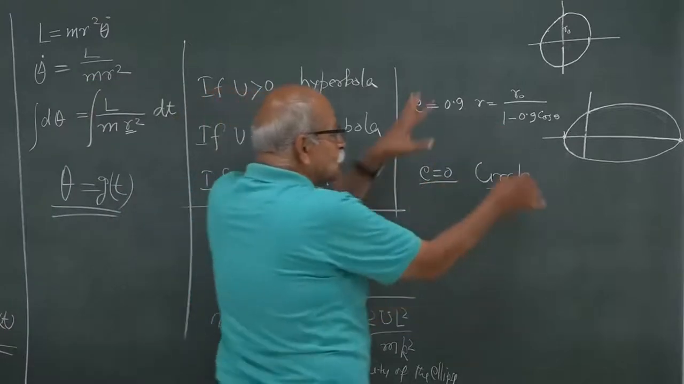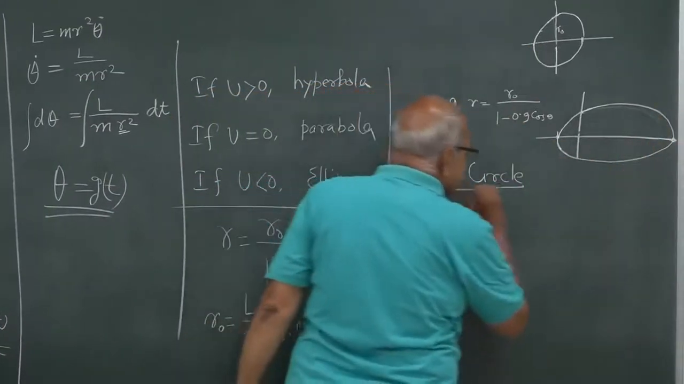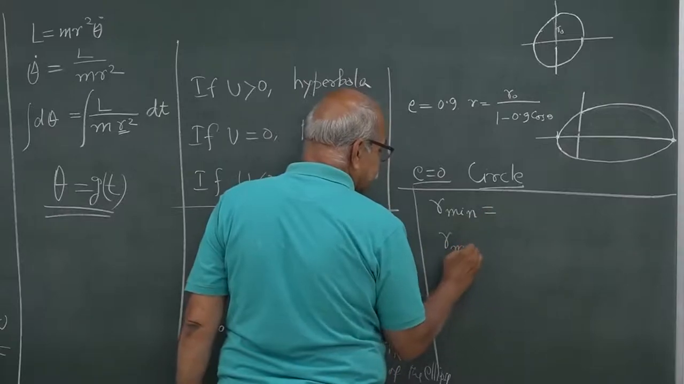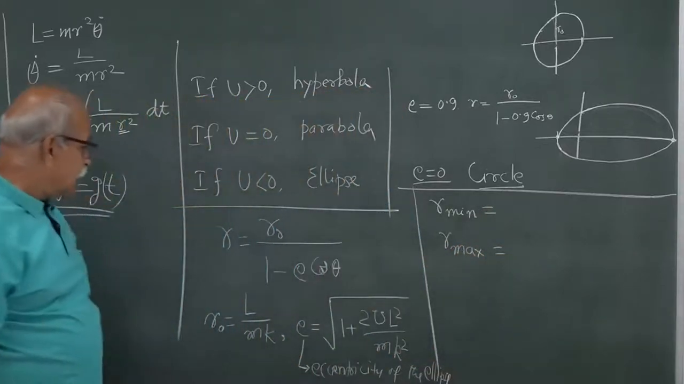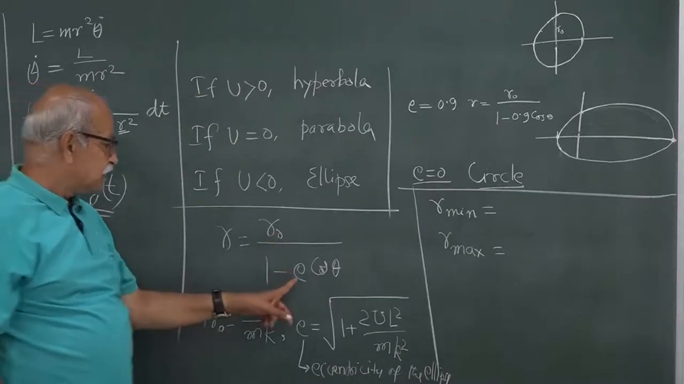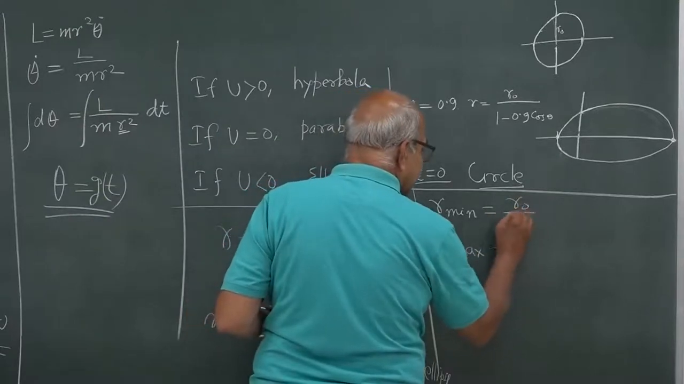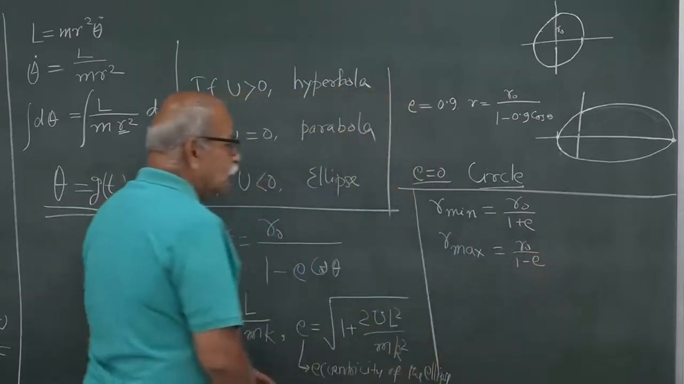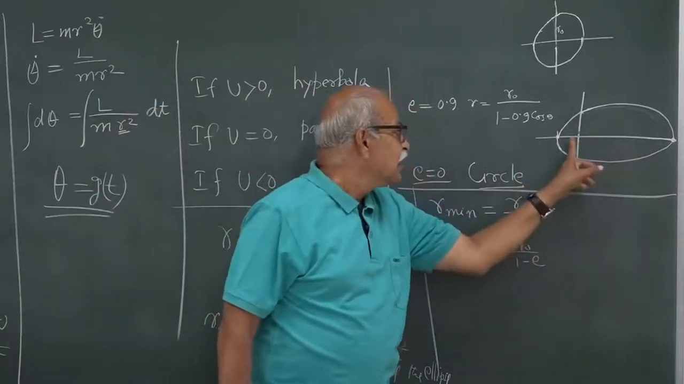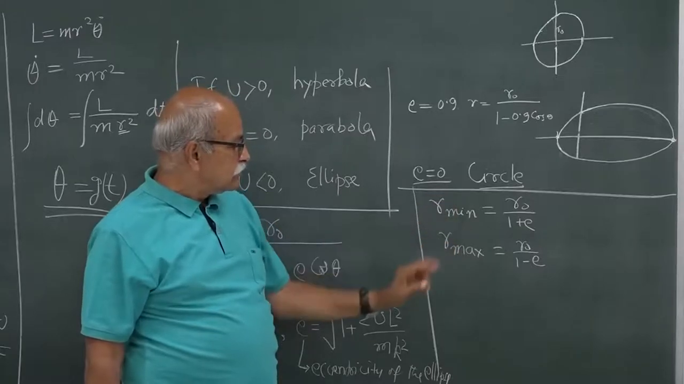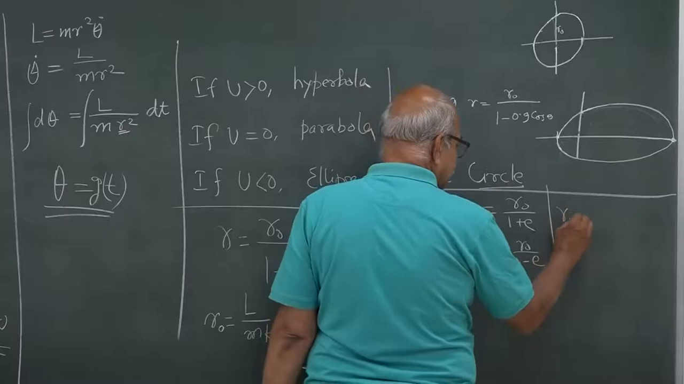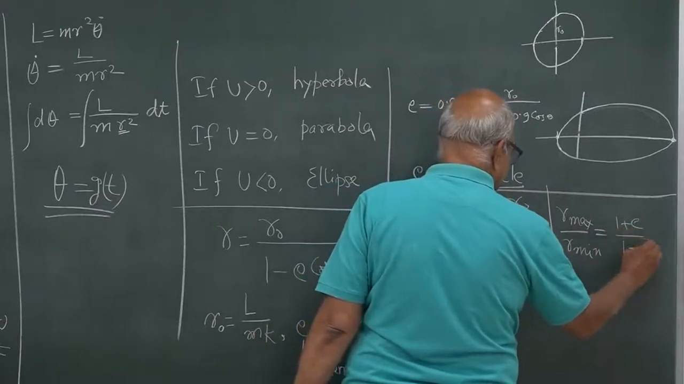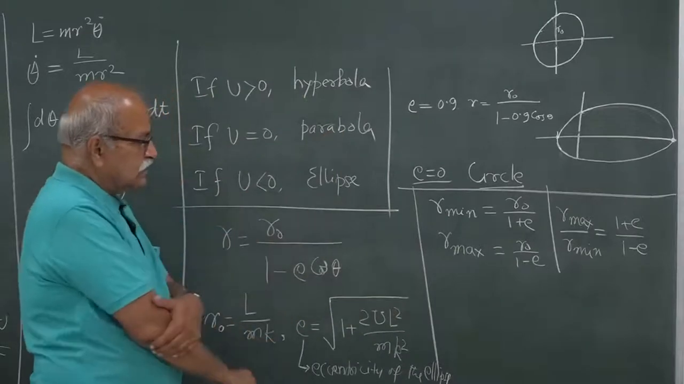So, that is how. And you can also get this idea of how elongated it is from R minimum and R maximum. So, what is R minimum here? R minimum is R naught divided by 1 plus E, and R maximum is R naught divided by 1 minus E. Okay? So, this is your maximum and this is the minimum. If you see the ratio R max by R min, that is 1 plus E divided by 1 minus E. That also will give you a fairly good idea of how elongated it is.